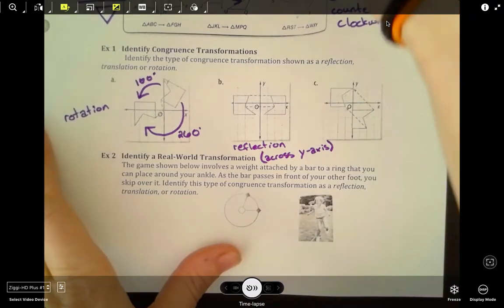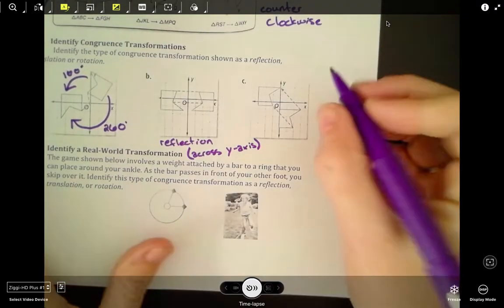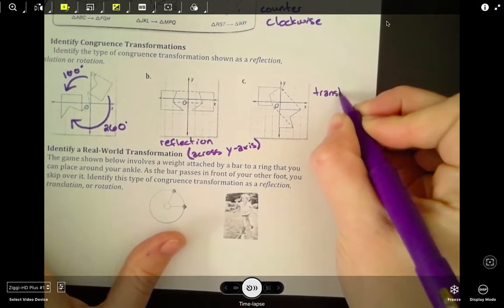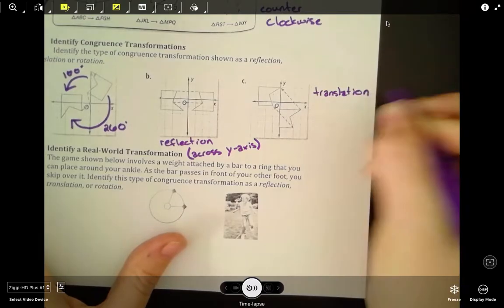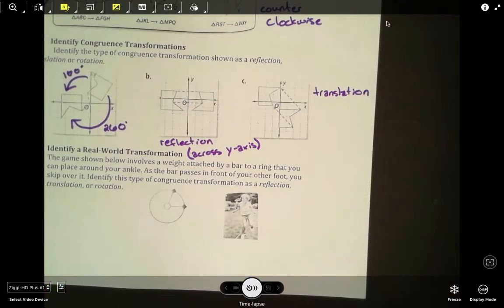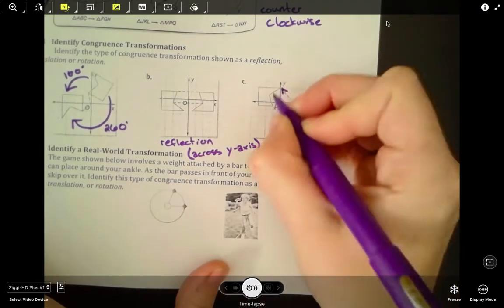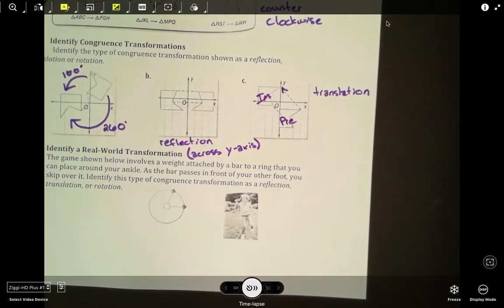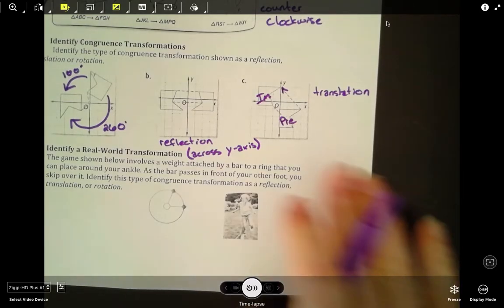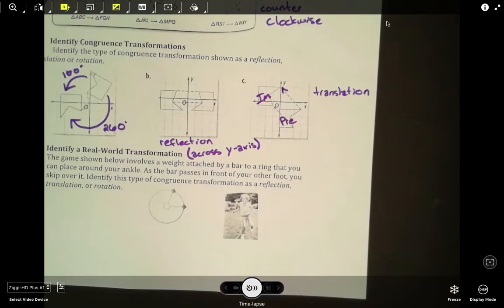And then what is C? Is a translation. We just translated it, okay? Now, what way did we translate it? Up, down, left, right? Down and to the right. That is not right. According to the arrow, you see this little arrow, this means that this is the pre-image, and this is the image. Okay, that's the important part. Pre-image and image. So we're starting down here, and we're going up and to the left. Up and to the left.